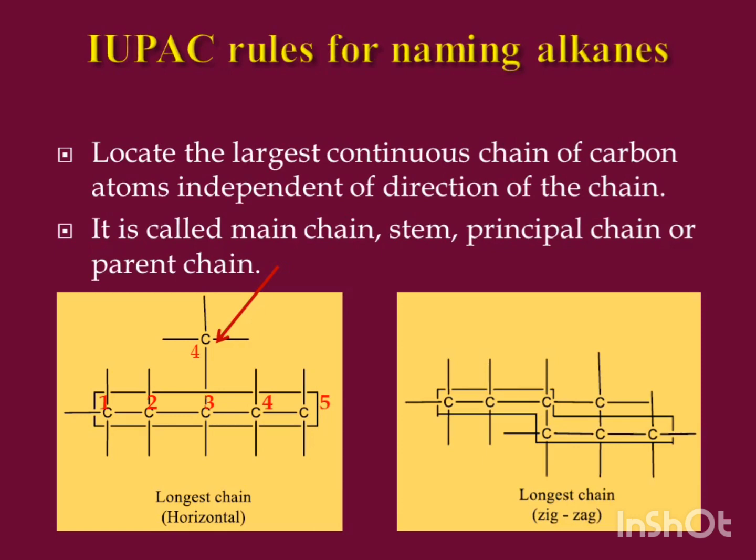Another example. As you can see in this example, if I start numbering 1, 2 and 3 and continue further in the straight direction, I will get a chain of 4 carbon atoms. But instead, if I move downwards to this carbon atom, I will get a chain carrying 6 carbon atoms, and my principal chain will be a chain of 6 carbon atoms.